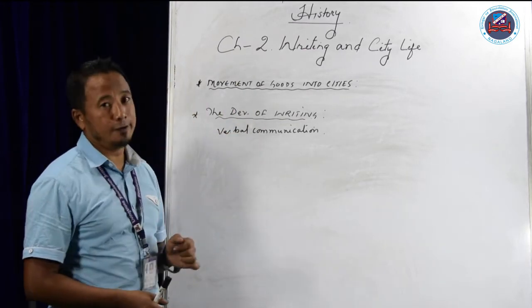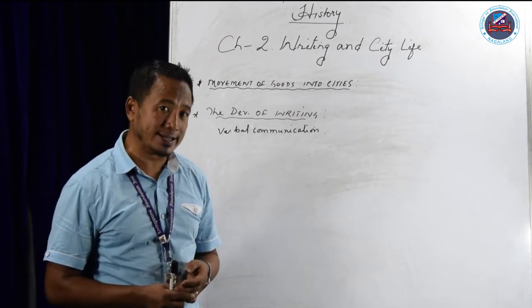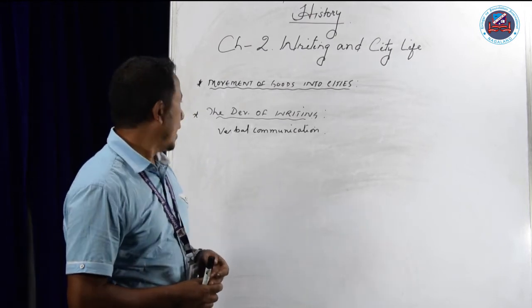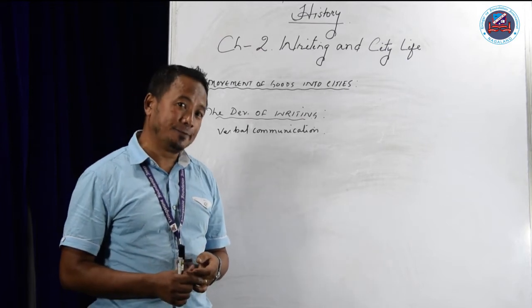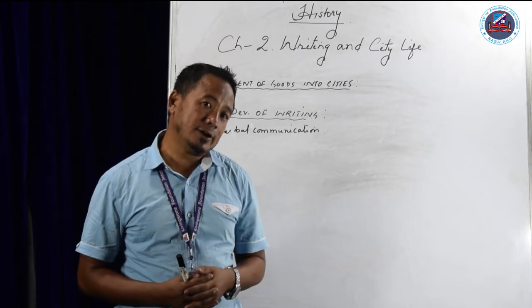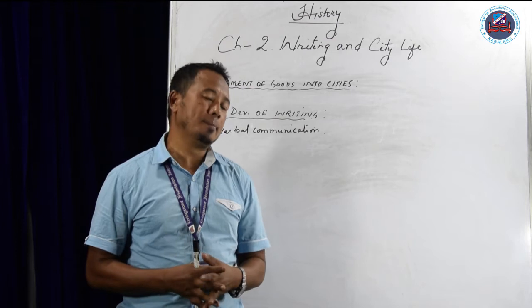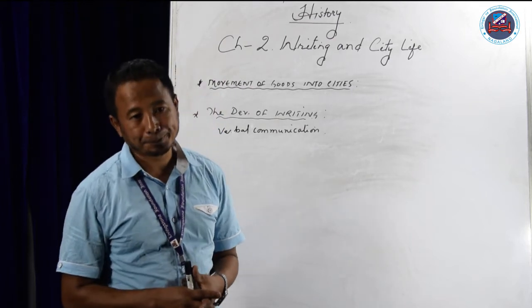Next, we have the development of writing, the most important point. I told you that writing first started in the city, and we have already known that the first city developed in Mesopotamia. So writing first developed in Mesopotamia.